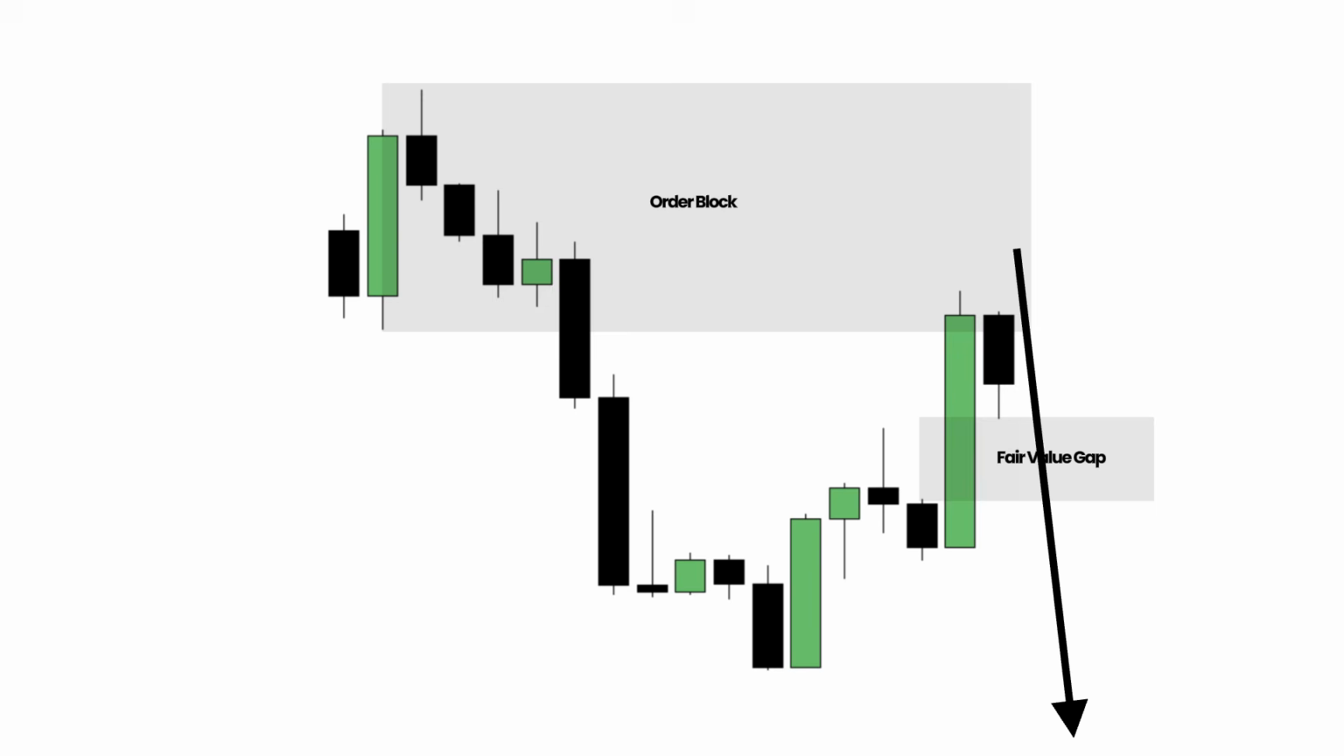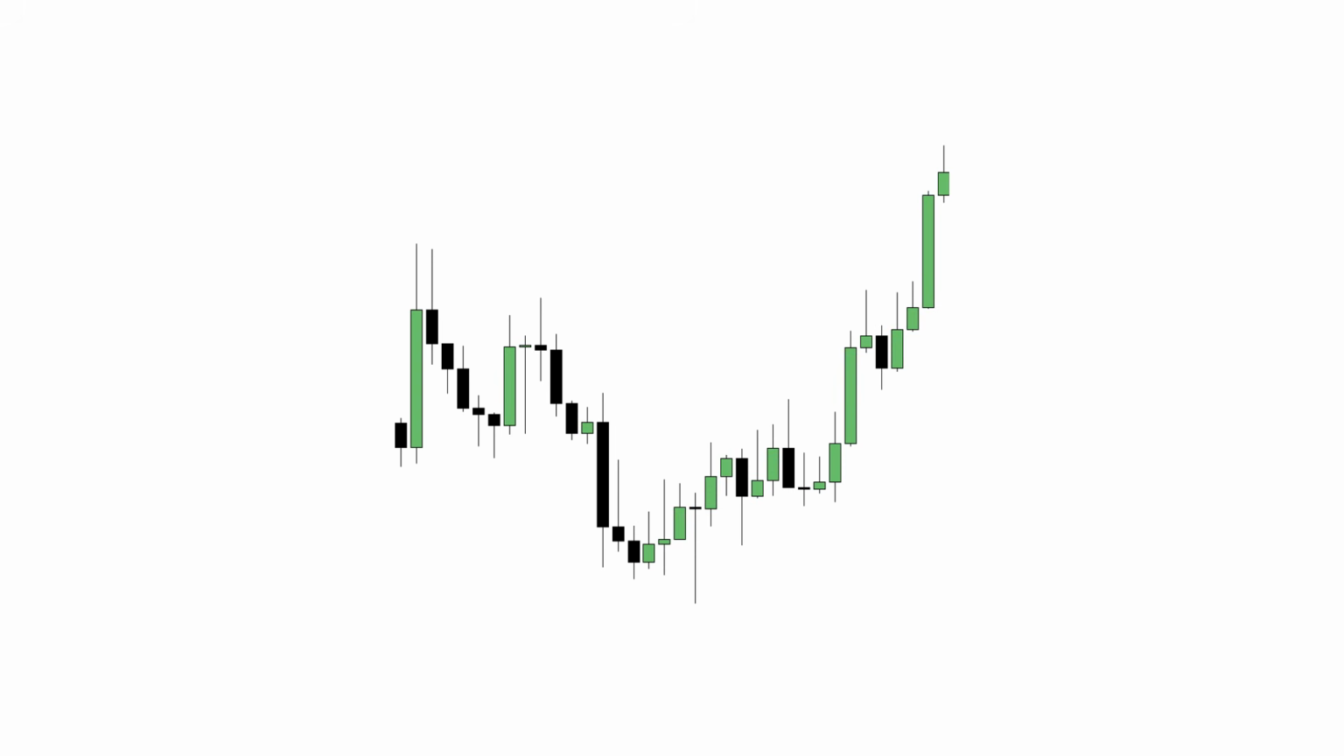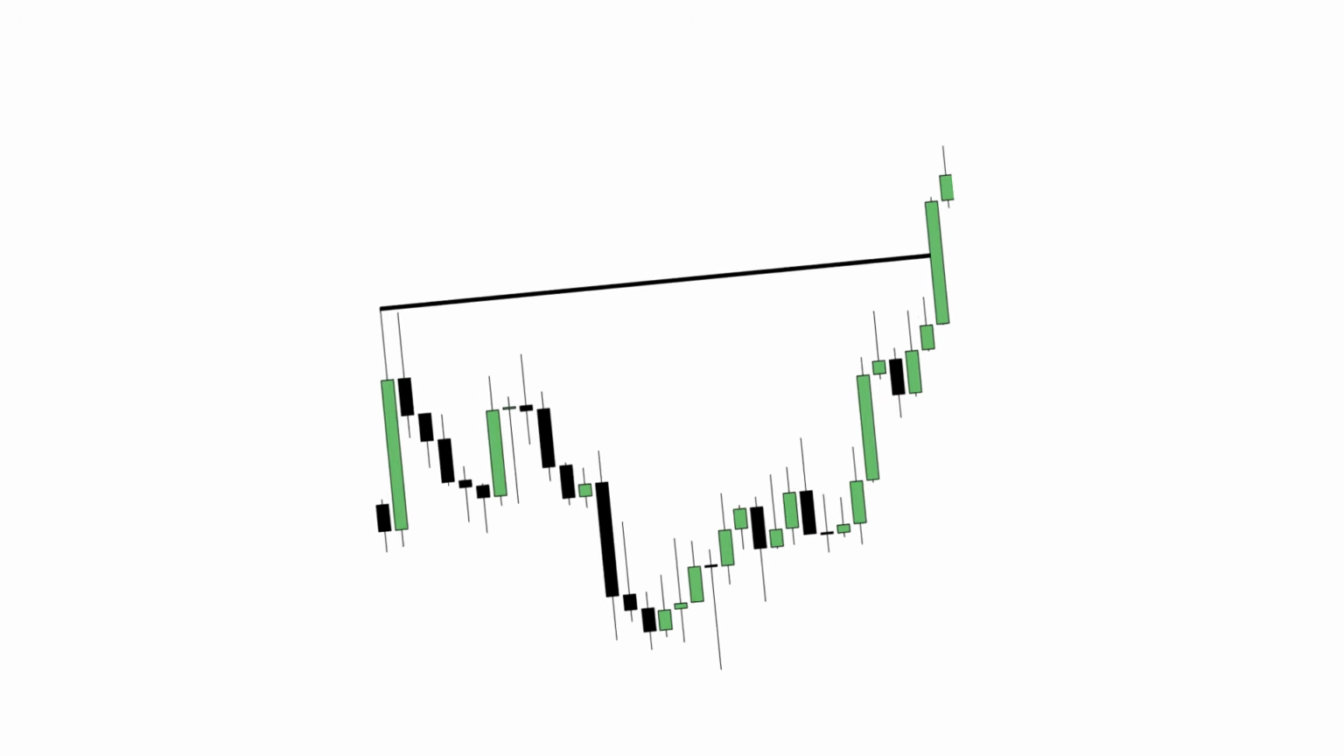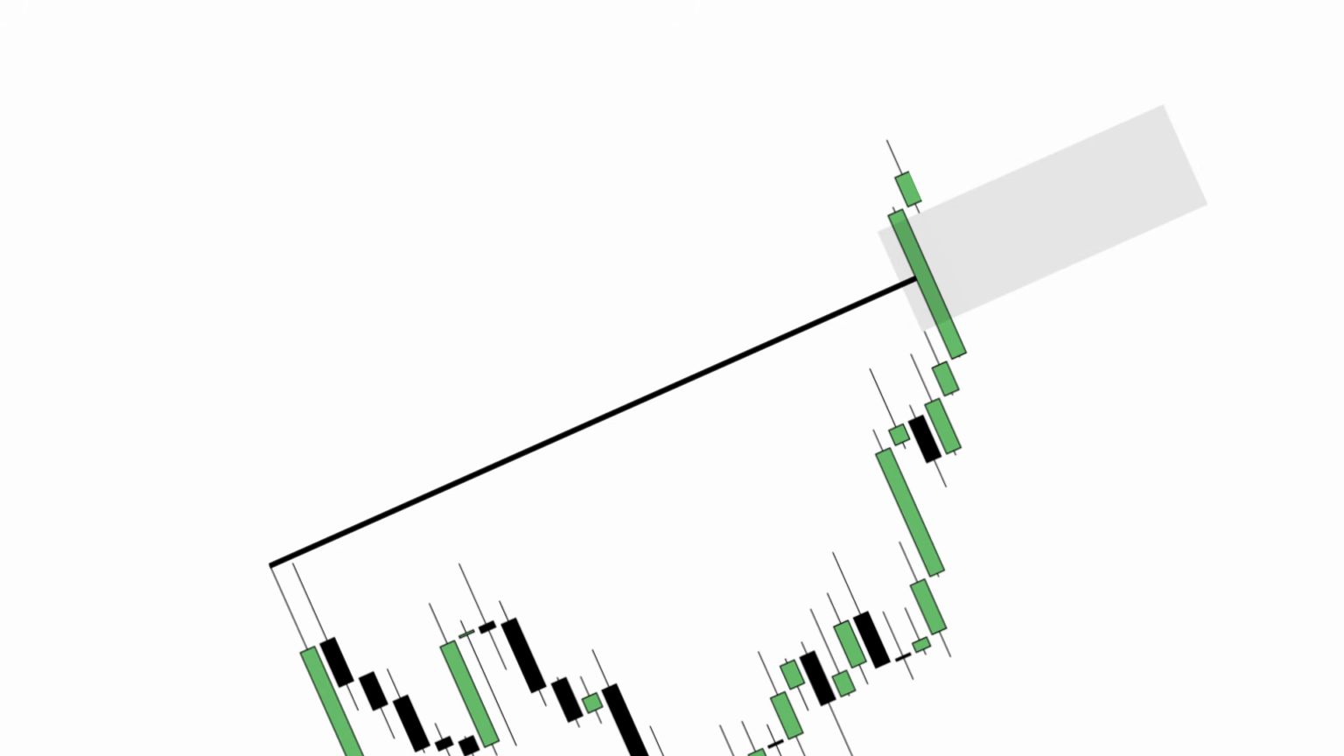Tip number 5. Trade fair value gaps that form after a break of structure. The highest quality fair value gaps are the ones created immediately after a break of structure. When price breaks a significant level and leaves behind a fair value gap, that imbalance often becomes a high probability area for smart money to re-enter the market.